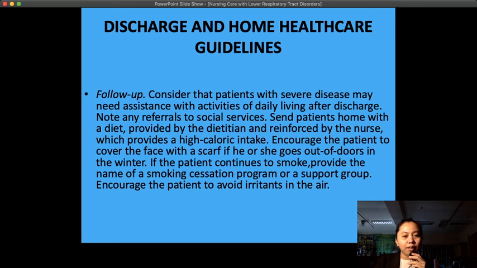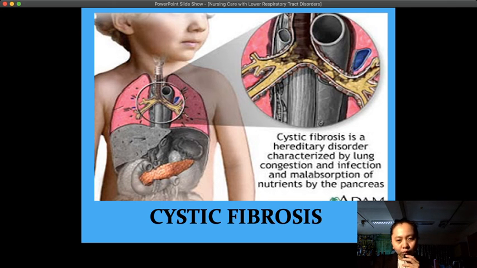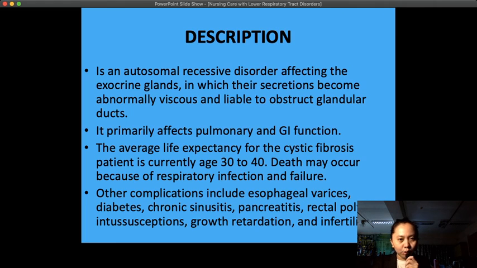Okay? Okay. Cystic fibrosis. So, cystic fibrosis is a hereditary disorder characterized by lung congestion and infection as well as malabsorption of nutrients by the pancreas. Okay? So, doon sa lungs, no? Sa lungs nagko-congestion. And this is the pancreas. So, kawawa naman yung bata. Alright? So, this is cystic fibrosis. We're almost done. Okay, so that is the description.